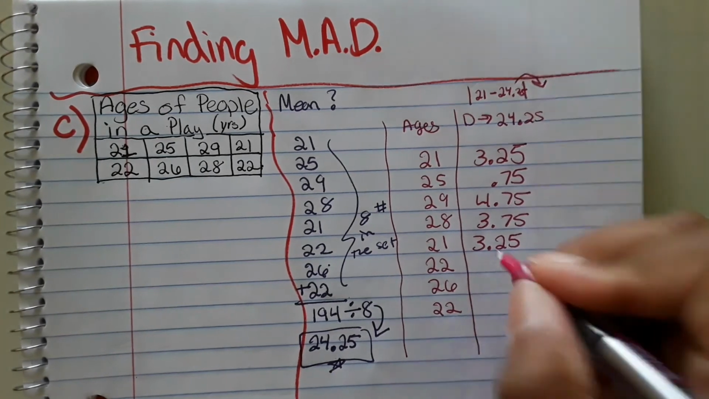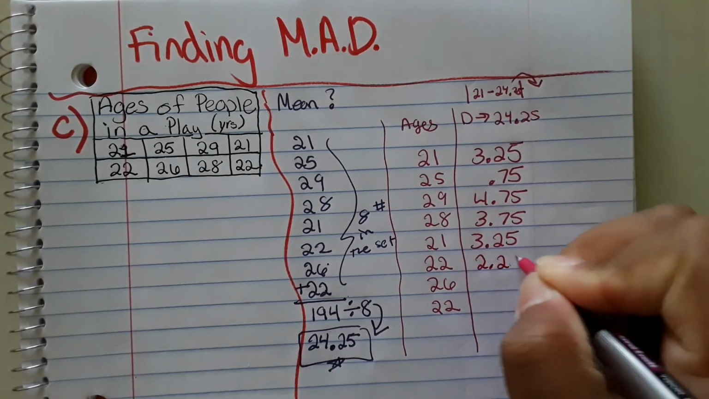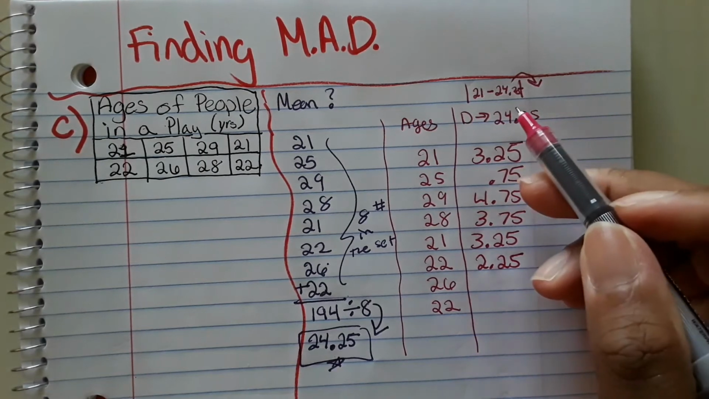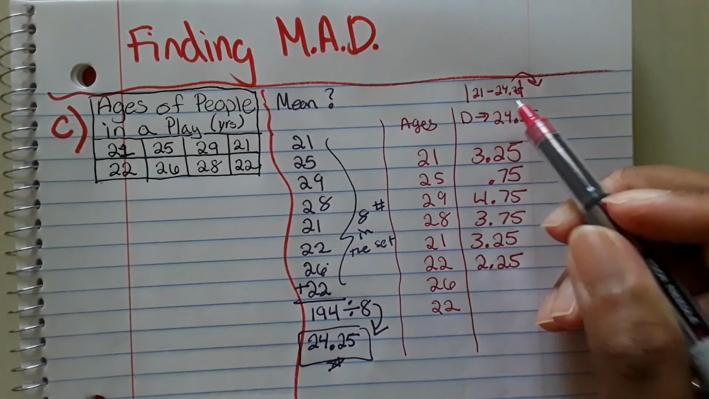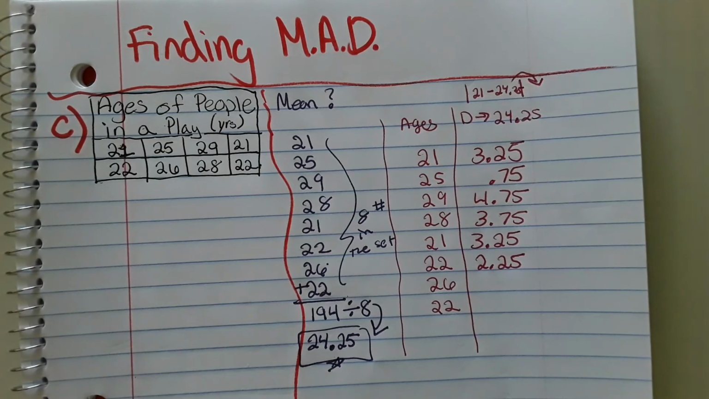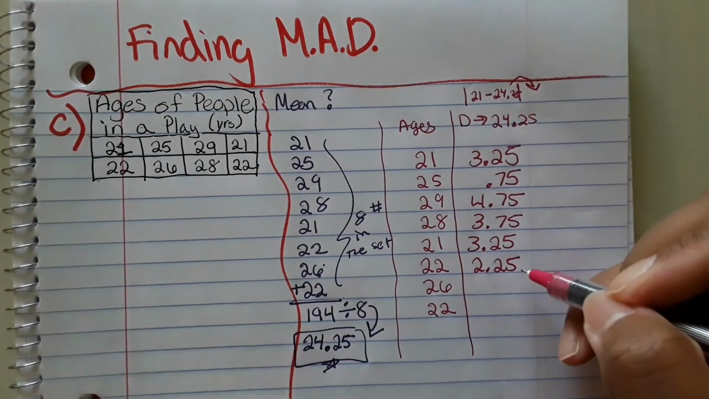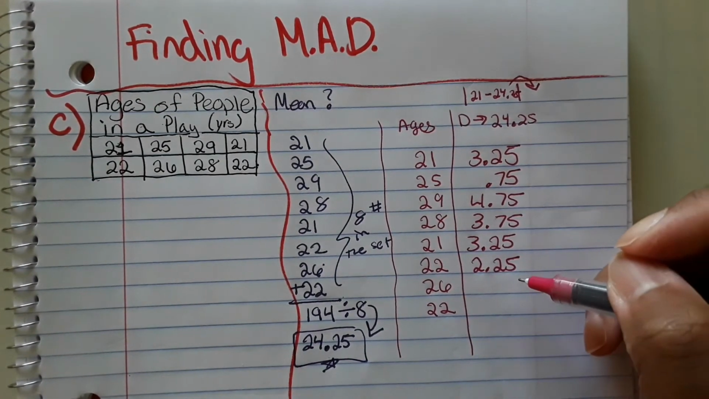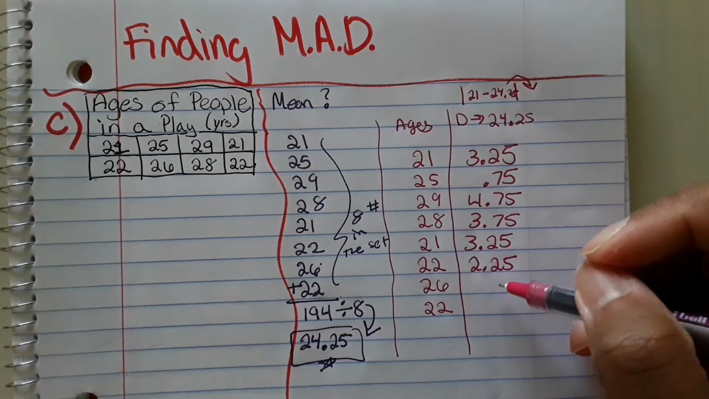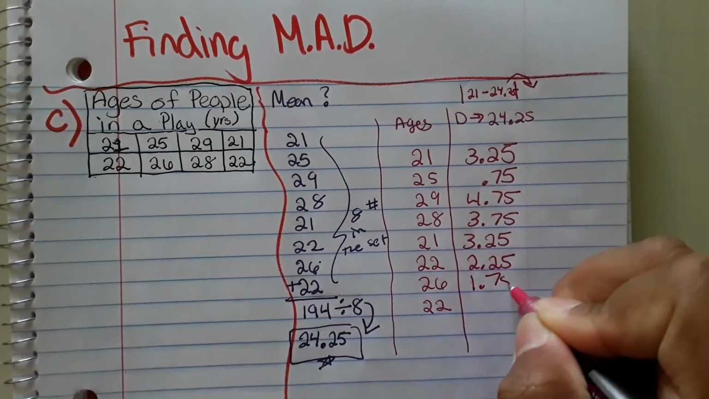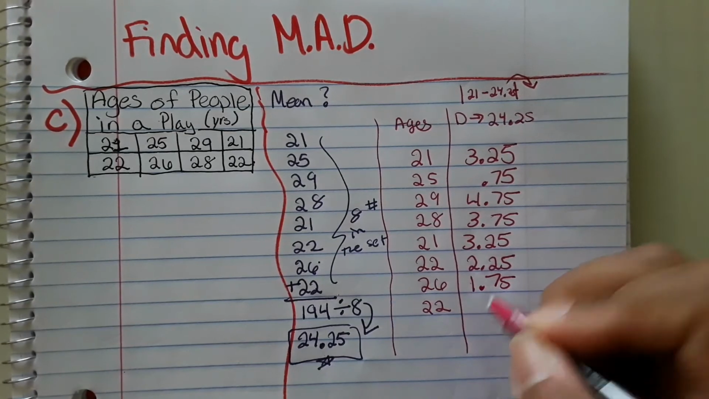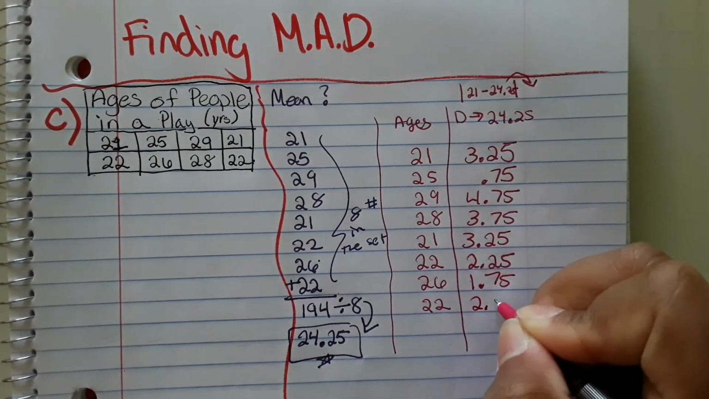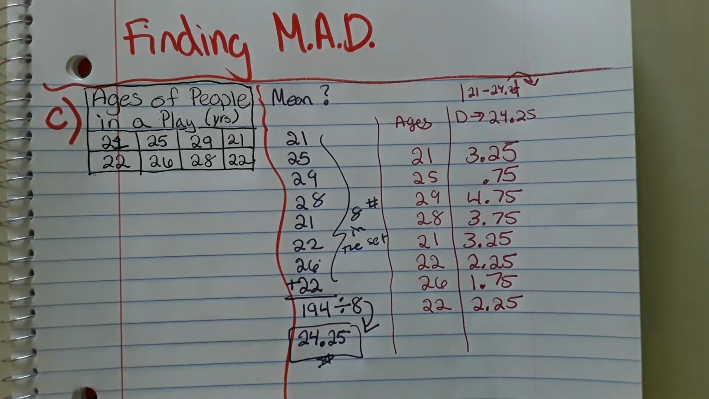And again, we're looking for positive because we're talking absolute value. For 22, we have 2 and 25 hundredths. So even though it came out negative when you did 22 minus 24 and 25 hundredths, remember it's absolute value. So you're looking for it's positive because it's a measure of distance. Let's see, 26 would have been 1 and 75 hundredths. And then our final 22, which would have been 2 and 25 hundredths. All right, so we have the numbers for our next set.